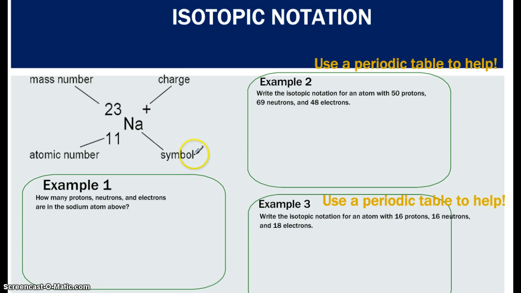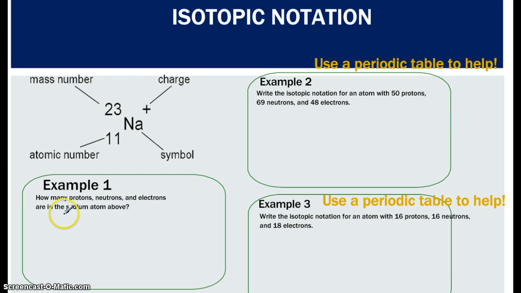Okay, so we're going to look at the notation you have to learn. It's called the isotopic notation. And so the element symbol, this is sodium, Na. There are two numbers here, above and below. The top number is the mass number, which is the number of protons plus neutrons. The bottom number is the atomic number, which is the number of protons. And then there's often a number over here that might be a plus 1, plus 2, minus 1, minus 2, minus 3, etc. It's the charge.